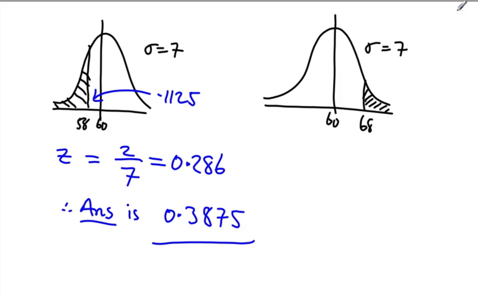Now, over here, the Z for this one is 8 over 7. And what's 8 over 7? 1.143, rounded to 3dp. So 1.143 in our tables is 0.3735.